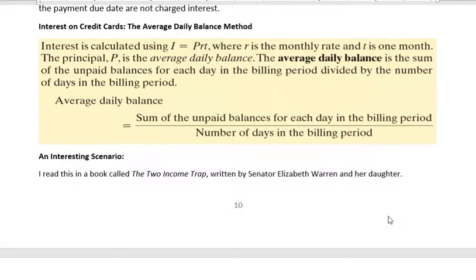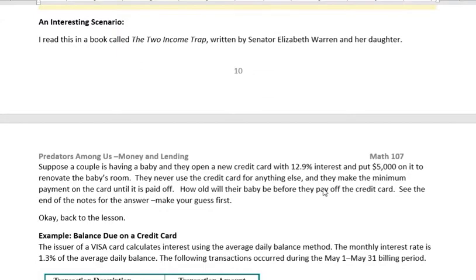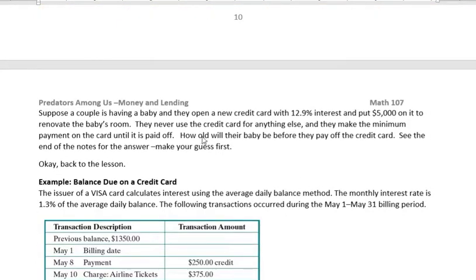I wanted to talk about a scenario. I broke this up into 2 pages, unfortunately. There's a book called The Two Income Trap, written by Senator Elizabeth Warren, and here's the scenario that they talk about. Suppose a couple is having a baby and they open a new credit card with 12.9% interest and put $5,000 on it to renovate the baby's room. They never use the credit card for anything else. They make the minimum payment on the card until it's paid off. How old will their baby be before they pay off the credit card?